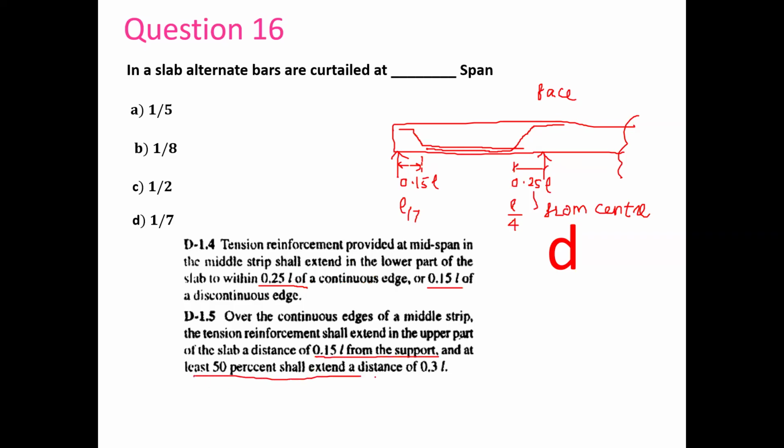At least 50% shall extend 0.3. Means if I draw only the support portion, then we have the support in this fashion, and then we have to draw the diagram of the reinforcement. So this is from the face of the support, 0.15 L alternately. And another, if we go over there, then it will be 0.3 L. So likewise, we have to provide.